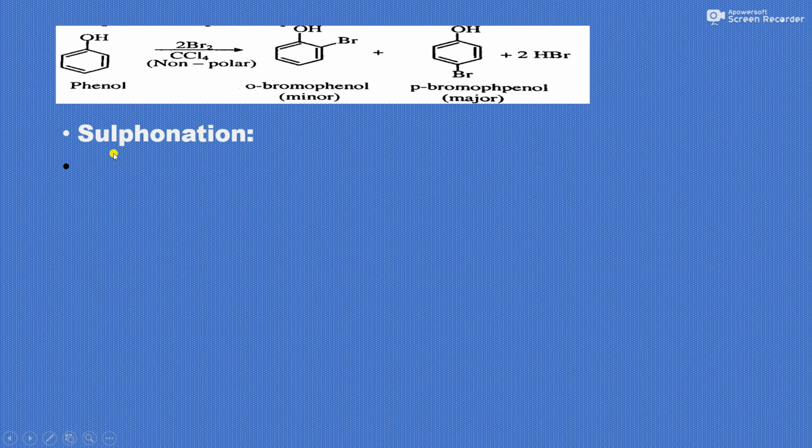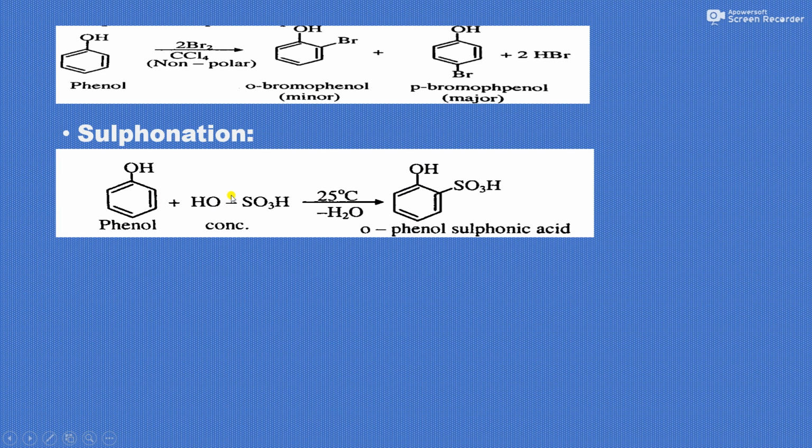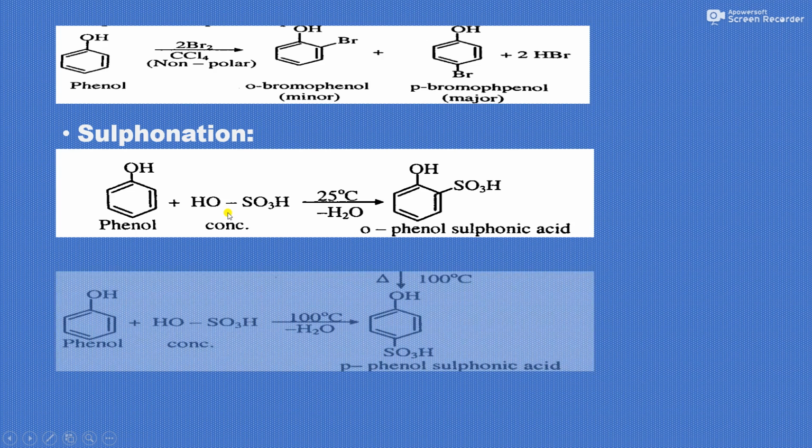The next reaction is sulfonation. In sulfonation, when phenol is reacted with concentrated sulfuric acid, it gives ortho phenol sulfonic acid, or we can also say orthohydroxybenzene sulfonic acid. This reaction occurs at 25 degrees Celsius. There is elimination of water. So this is also an electrophilic substitution reaction of phenol.